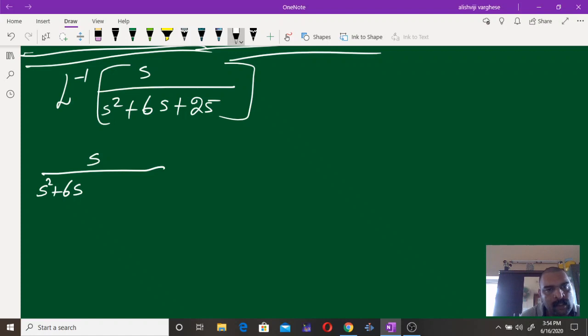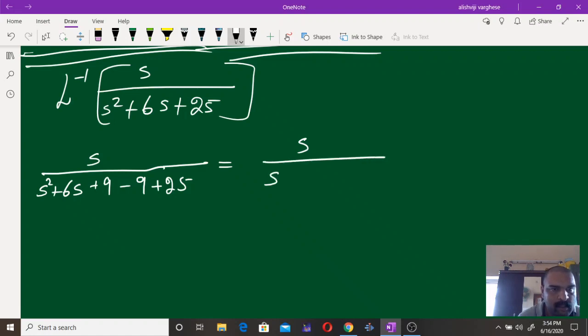Coefficient of s is, sorry, 6. 6 by 2 is 3. 3 square is 9. So 9 is added and subtracted in the denominator, plus 25. This is equal to s divided by, the first term becomes s plus 3 the whole square. Then what remains is minus 9 plus 25. Minus 9 plus 25 is 25 minus 9, that is plus 16, and we have to find the inverse Laplace transform of this term.